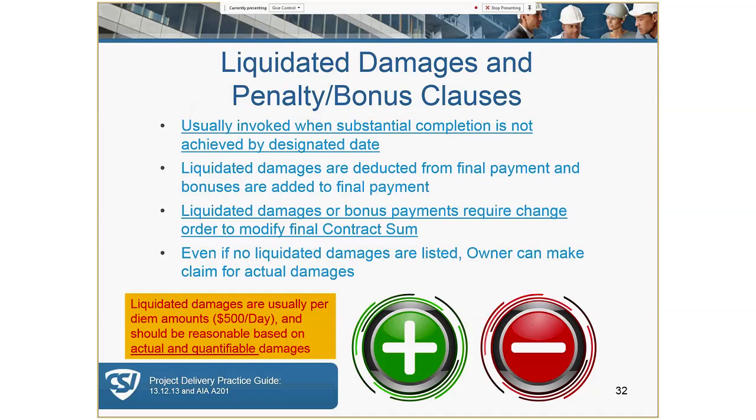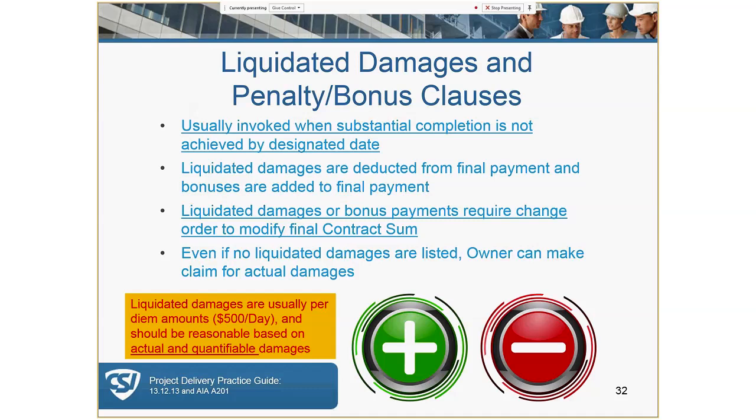Liquidated damages can be a double-edged sword. If the schedule is unreasonable or the damages are set too high, then the GC and the bidders are just going to pad their bid to incorporate the cost. These damages are often stipulated in the supplemental general conditions, and there may be a bonus clause for early completion as well as a penalty for failure to perform or meet the deadline.